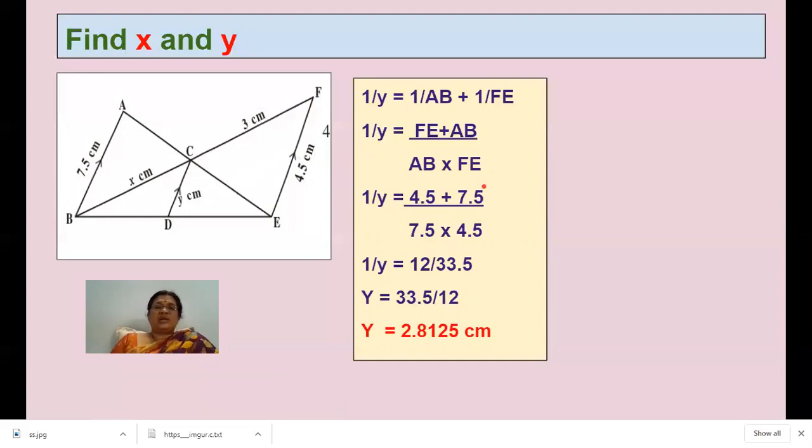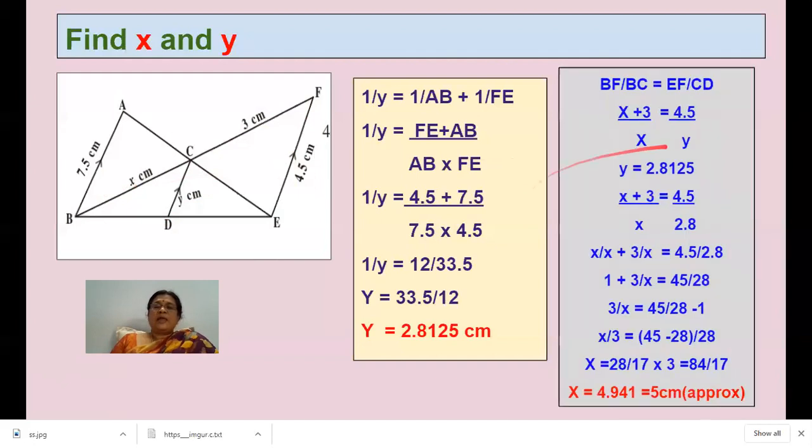Like this, you can get the y value and you have to find out the x value also. So for finding out the x value, you have to take the similarity statement, that is the basic proportionality theorem. See here, BFE is a triangle, and this CD is parallel to FE. By basic proportionality theorem, you can say that the sides are proportional with each other.